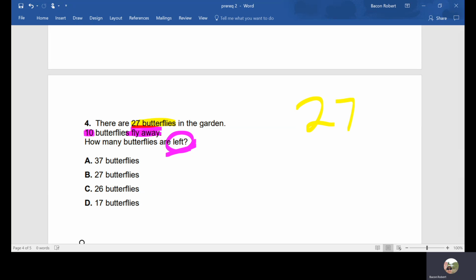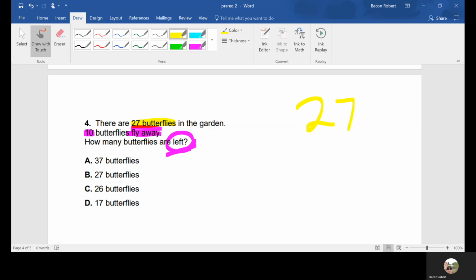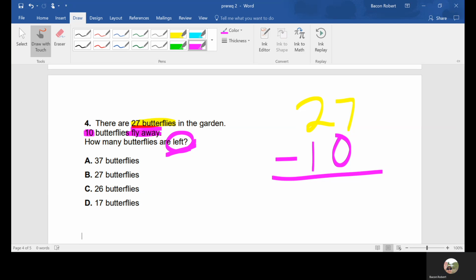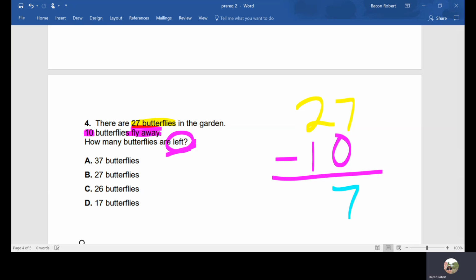27 to begin with. 10 flew away. 10 are gone. And we're not going to have to regroup at all here because we can take 0 away from 7. 7 minus 0 is still 7. And we know 2 take away 1 leaves us with 1. So we've got 17 butterflies left.